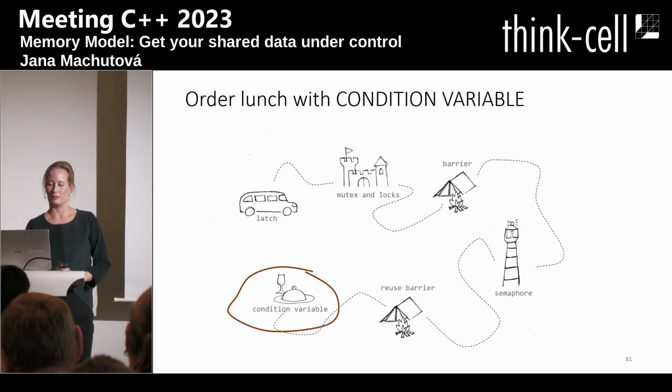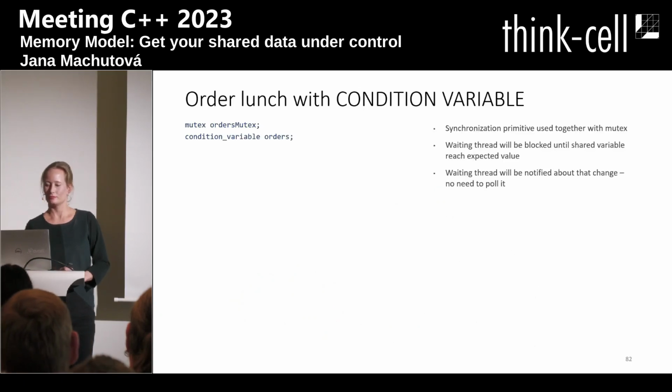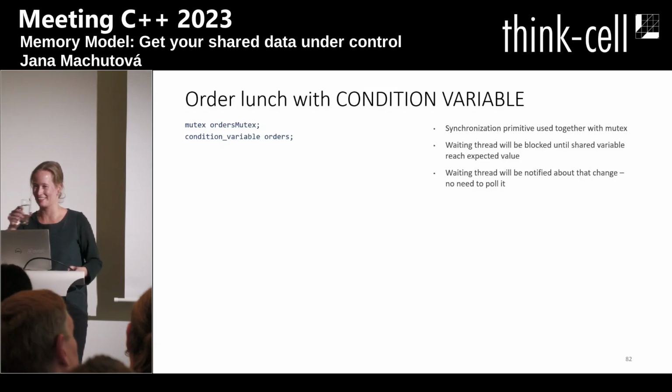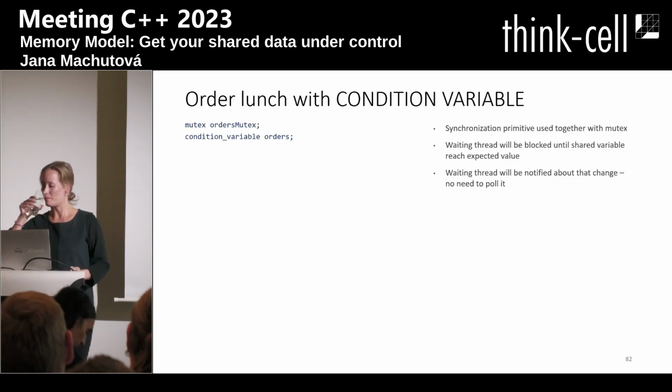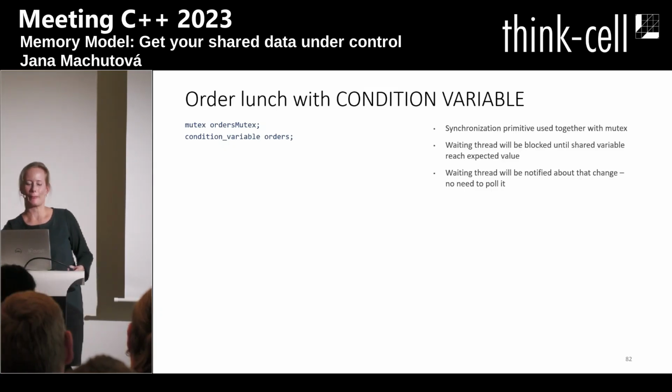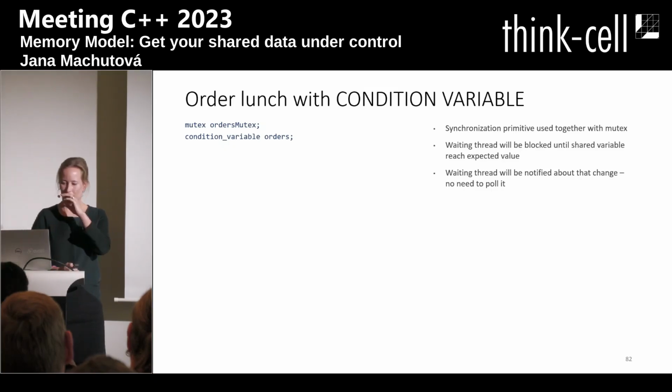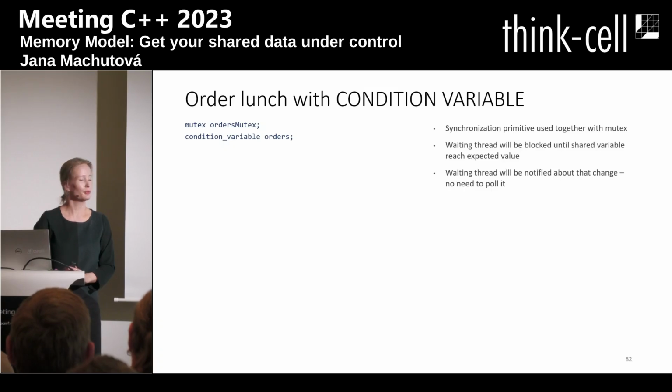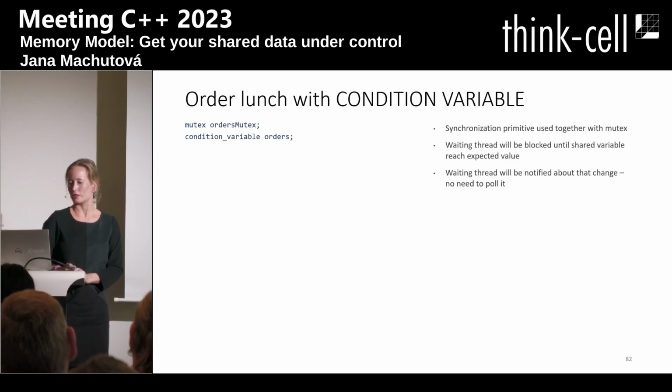So the last one is the condition variable. A condition variable is a synchronization primitive used together with a mutex. The waiting thread will be blocked until a shared variable reaches an expected value.